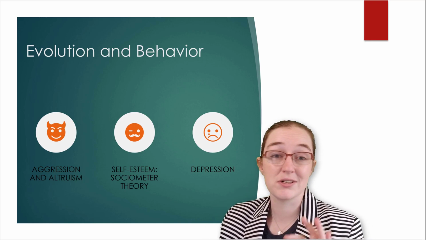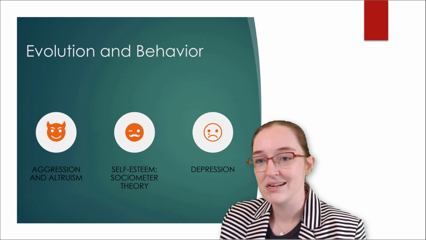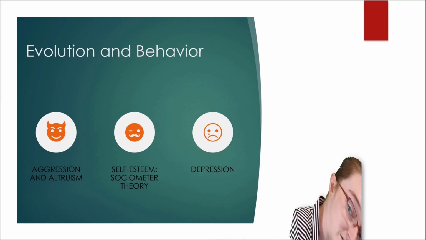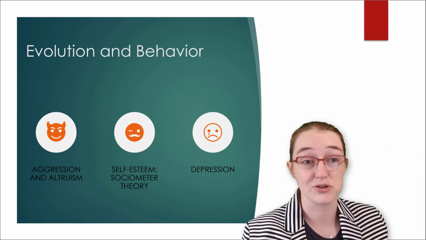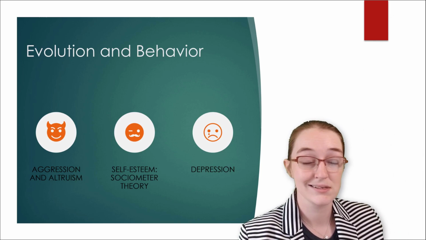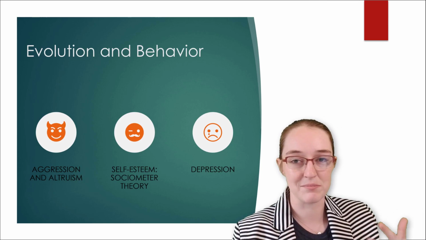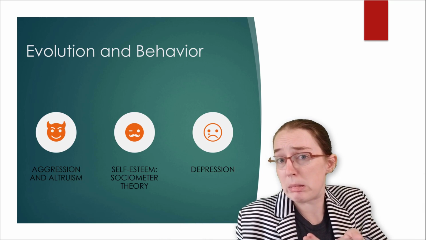Alright, so aggression and altruism is our first evolution and behavior piece. It's this idea that there's increased protection with aggression, and that can lead to dominance in your social group and higher status. So you get higher status, more resources, more likely to mate, because status is sexy, I guess.